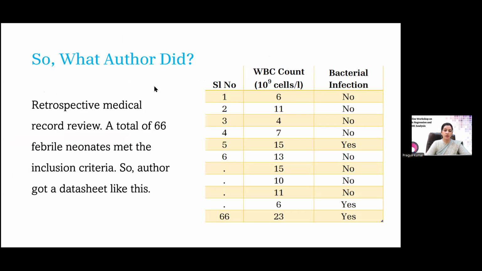So what the author did was review the records of 66 febrile neonates. They took two columns of data: the WBC count, and whether the child had a bacterial infection present or not. This was the gold standard, the presence of bacterial infection, maybe on the basis of blood culture or maybe some other gold standard.